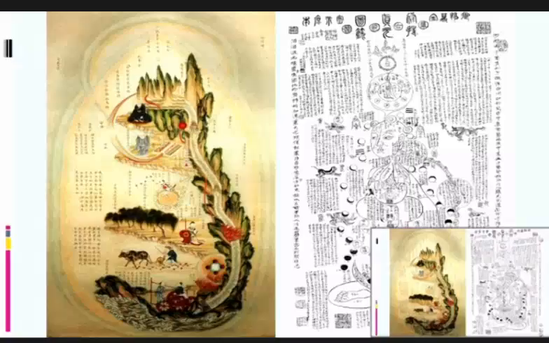Okay, so how many of you feel the chi? You feel the energy moving inside you. Yeah, that's good. It's about 83% of the people.